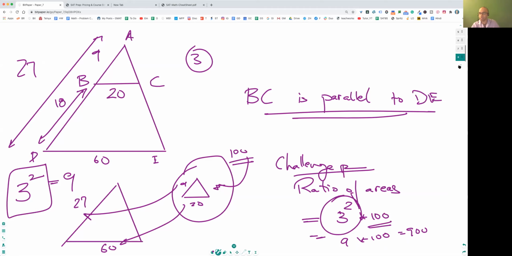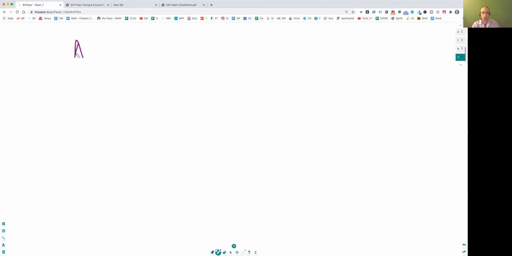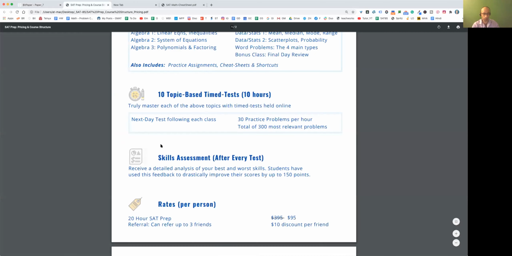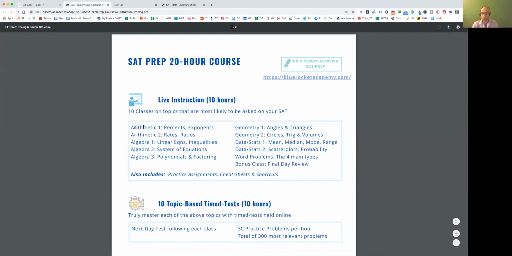Okay, so we did a whole lot. We started with angles, then we did triangles. So what are we going to do next? It depends. Some of my students will give a priority of what they want to do, and we work on that. We've got geometry, algebra, a whole bunch of things. We've got 2 sections of arithmetic, 3 sections of algebra, and geometry 1, which we finished today.